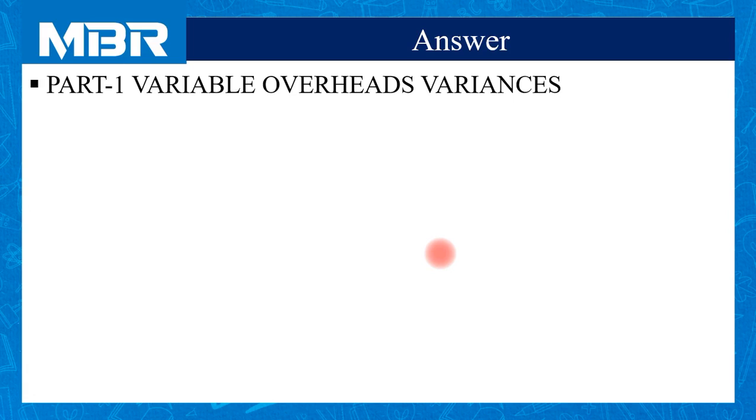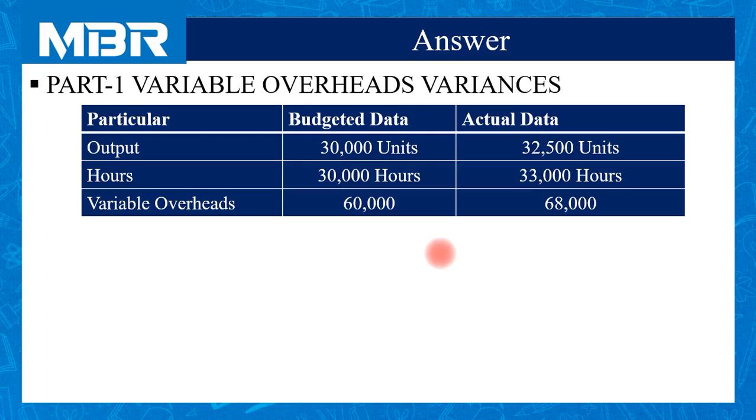From the question given by the examiner, we have to find out the information that we need to calculate all three variable overheads variances. That is variable overhead cost variance, variable overhead rate variance, and variable overhead efficiency variance. For the calculation of variable overheads variances, we are in need of these three pieces of information, for budgeted data and actual data. First of all, we need output. For budgeted data, it is 30,000 units. Actual output, 32,500 units.